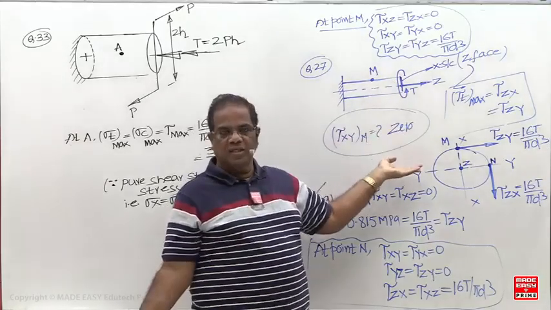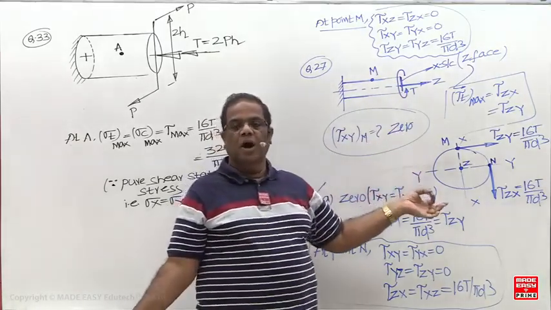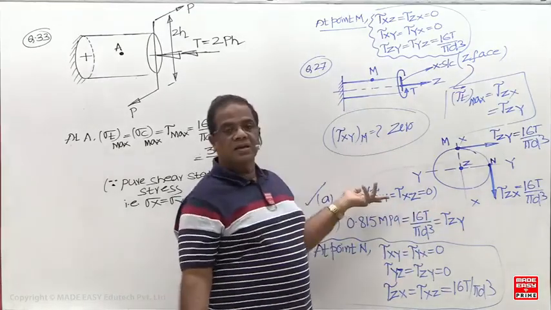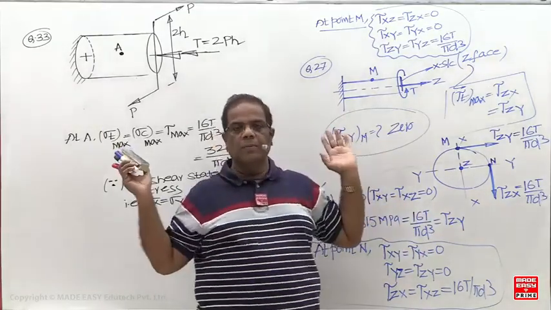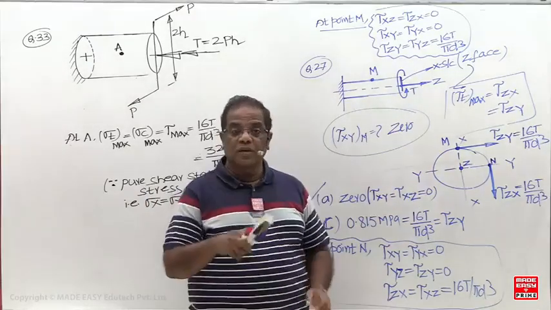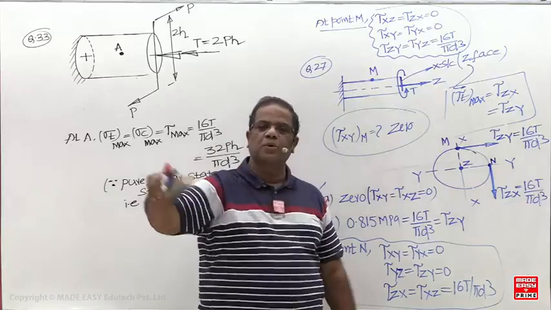Cross section at the Z face. On the Z face, how many shear stresses are there? Tau zx and tau zy. But if the question is asking for tau x, the answer is directly 0. You don't need all this working. That's why some questions are completely concept oriented.